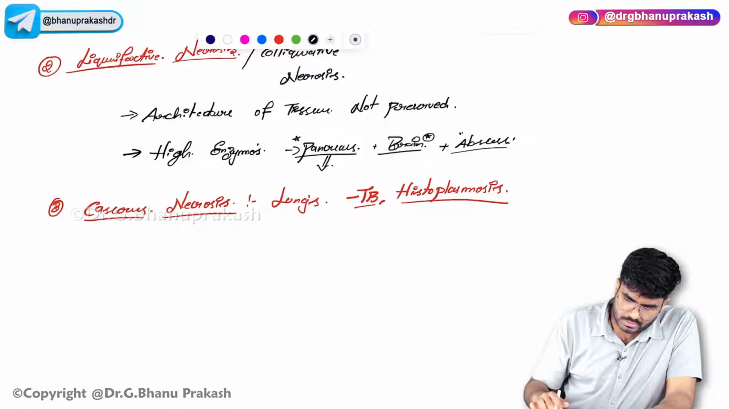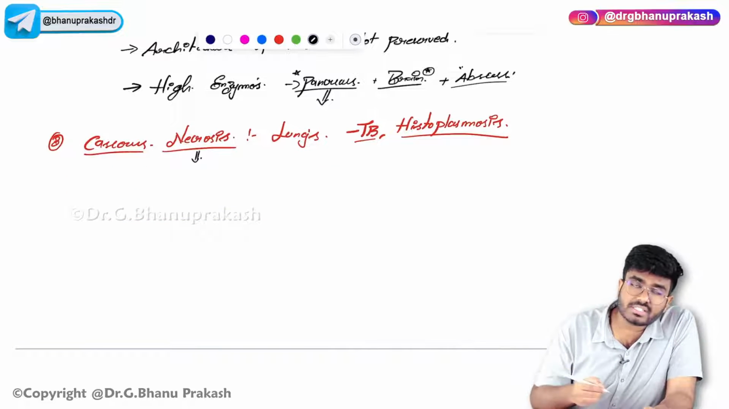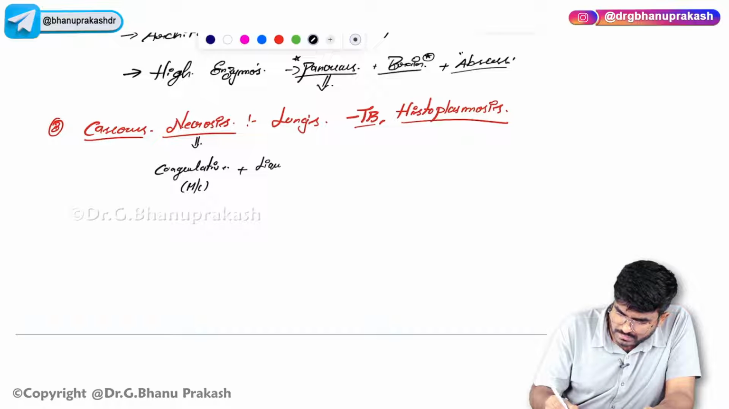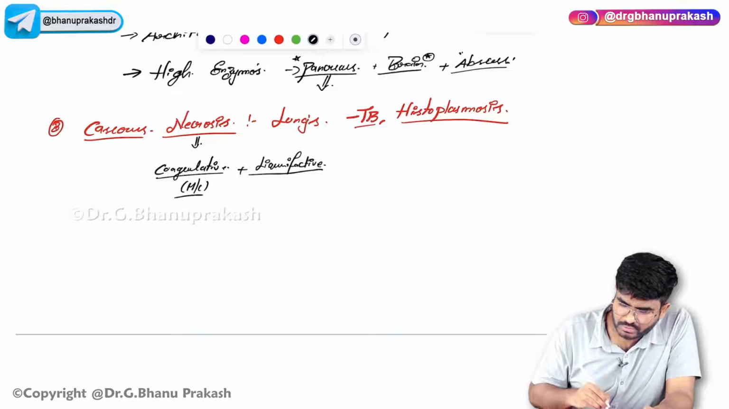So, what exactly is happening in caseous necrosis? It is coagulative necrosis, which is most common. Along with the coagulative necrosis, there is also liquefactive necrosis. So, coagulative necrosis is happening as well as liquefactive necrosis is happening.